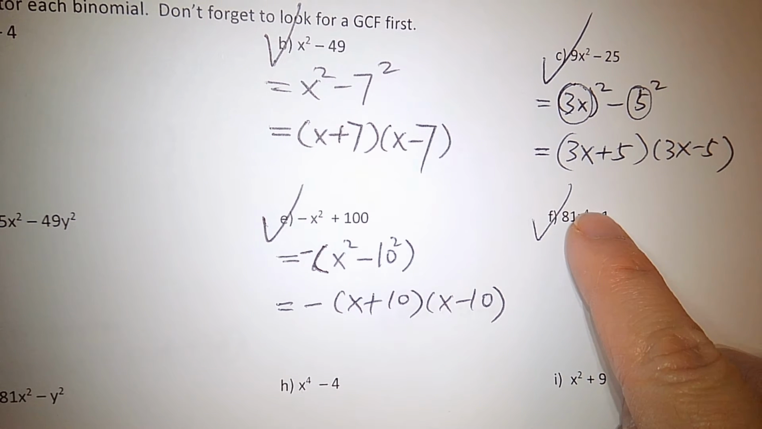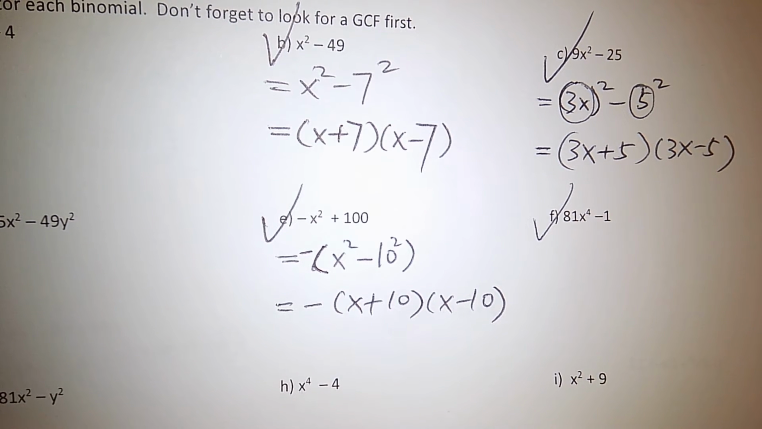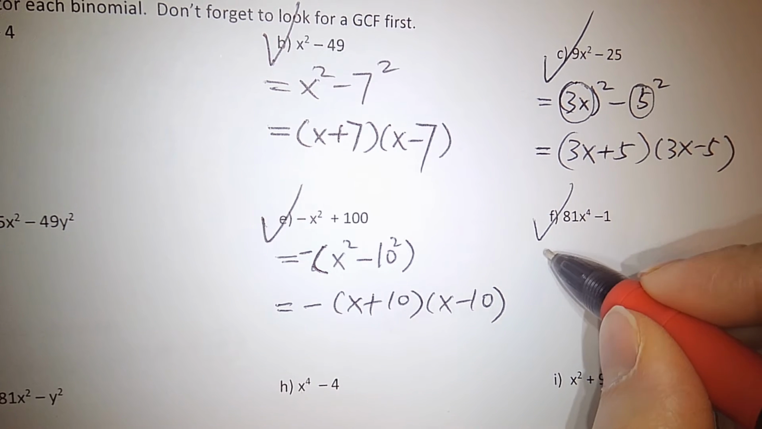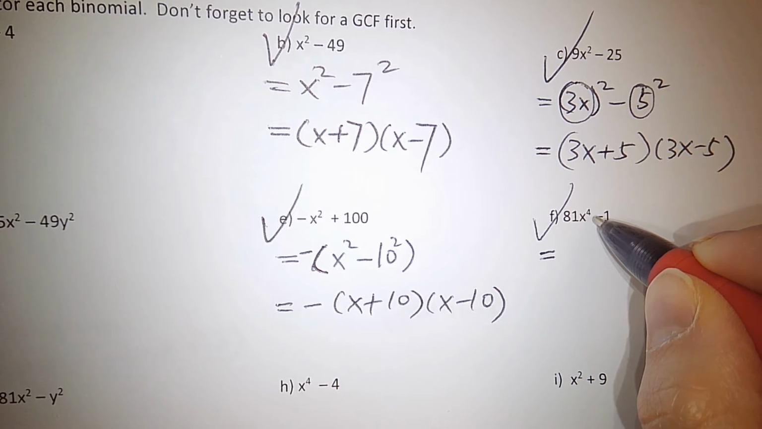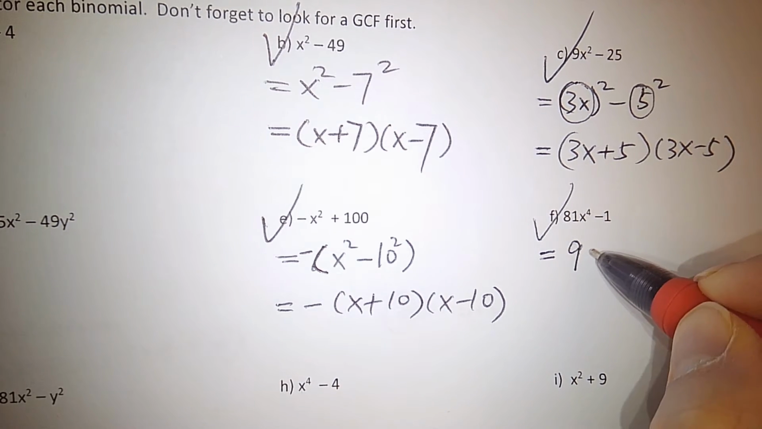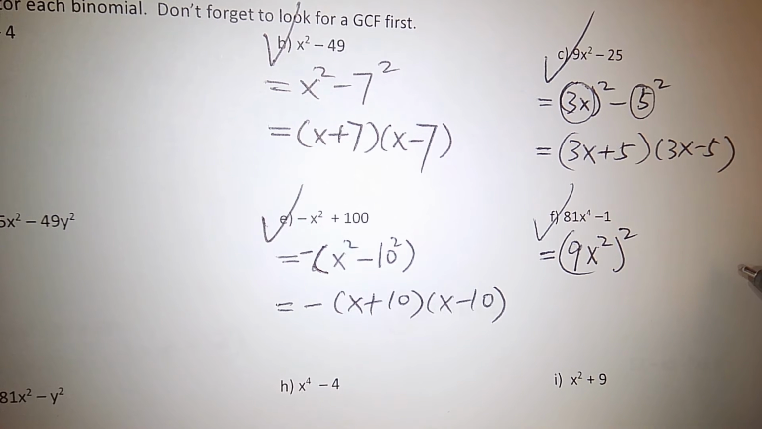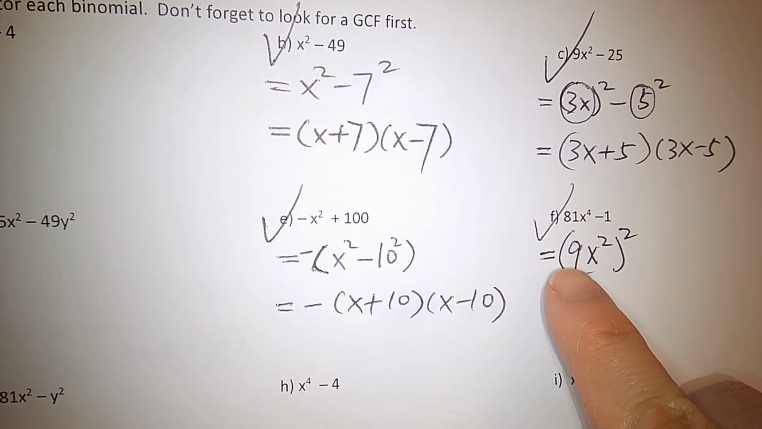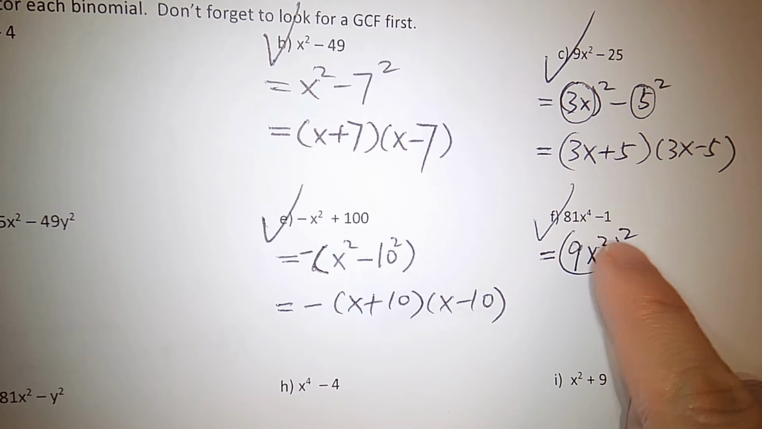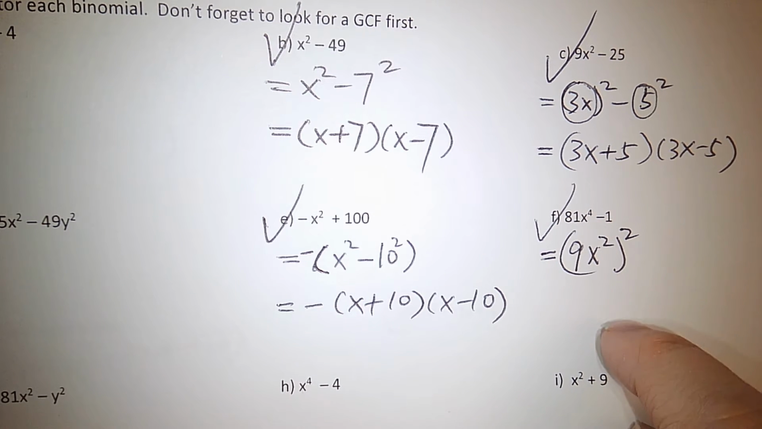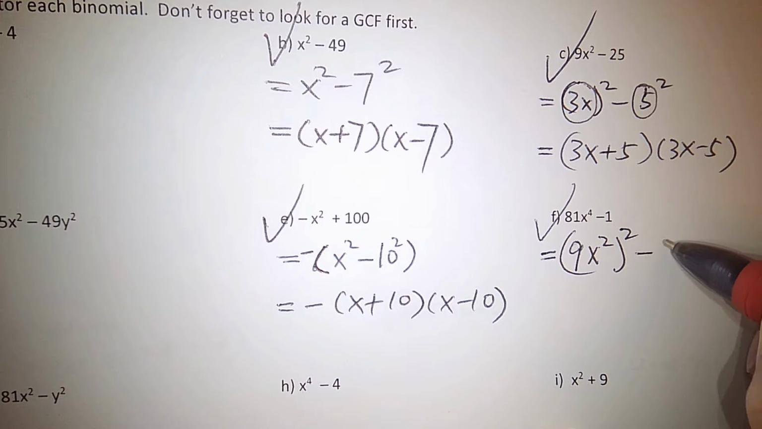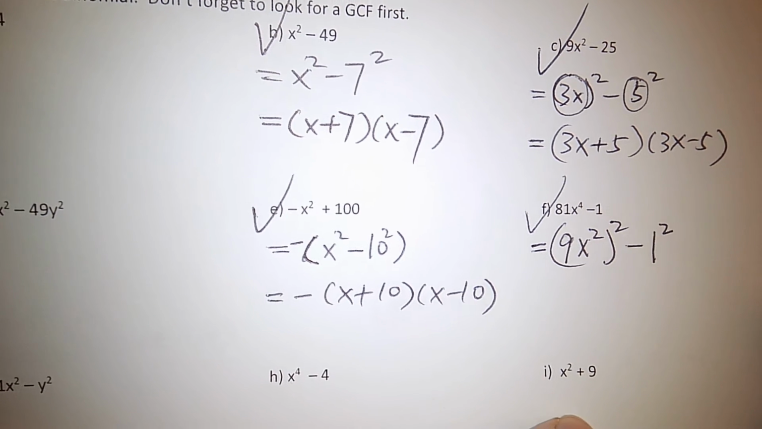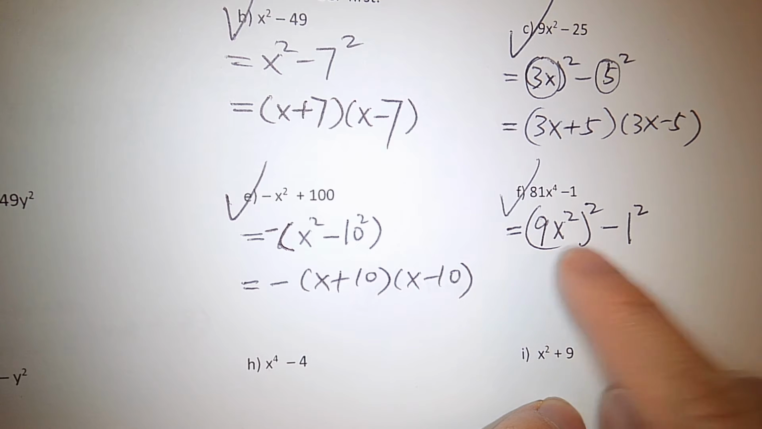Factor 81x to the 4th power minus 1. Can we consider this the difference of 2 squares? Yes. 81 times x to the 4th power can be written by what? 9 times x squared. You agree with me? Because 9 squared is 81, x squared squared is x to the 4, right? And 1 can be written by what? 1 squared, right? So we're able to factor, right?